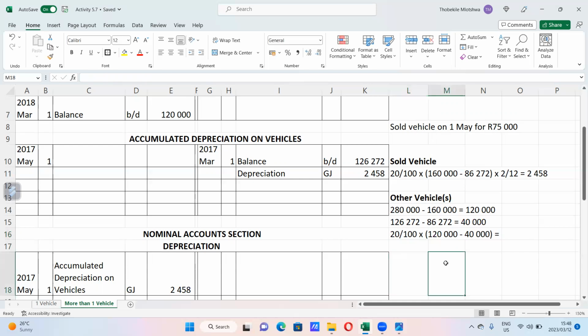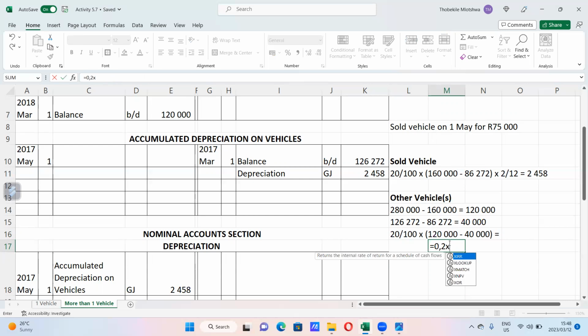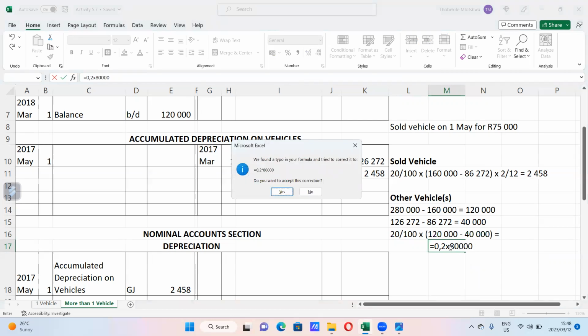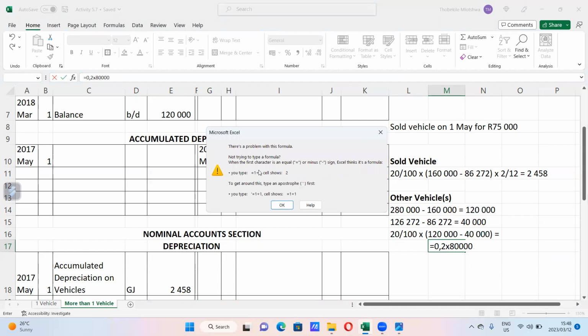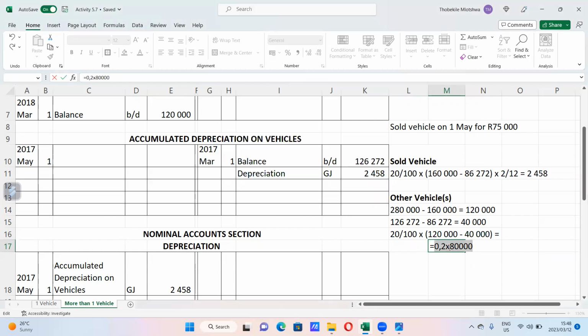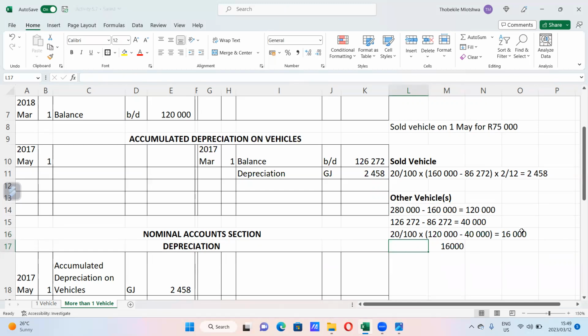My brain is not functioning properly. Let's say equals 0.2 times 80. Okay, what did I do wrong? Oh yeah, I know what I did wrong. I must use the actual multiplication. Yeah. That gives us 16,000. Okay, 16,000. So do you agree then that the depreciation for the rest of the equipment, the rest of the vehicles, is 16,000?